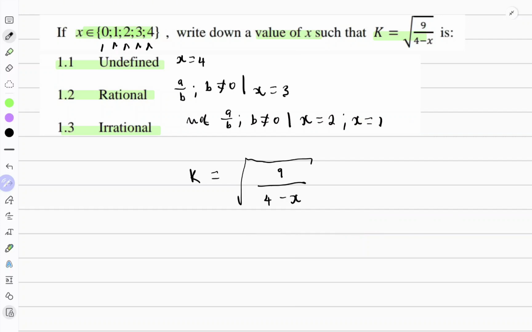And let's see what happens when x is equal to 0. So when x is equal to 0, we get the square root of 9 over 4. This is 3 over 2, which is rational. So when x is equal to 0, k becomes rational. So it means we can put x is equal to 0 on the rational side.